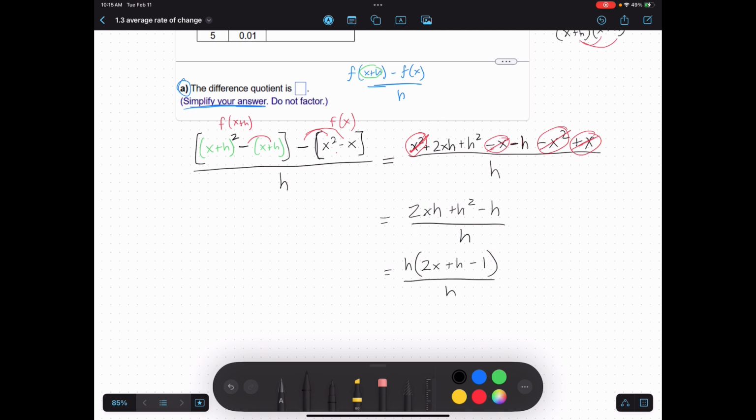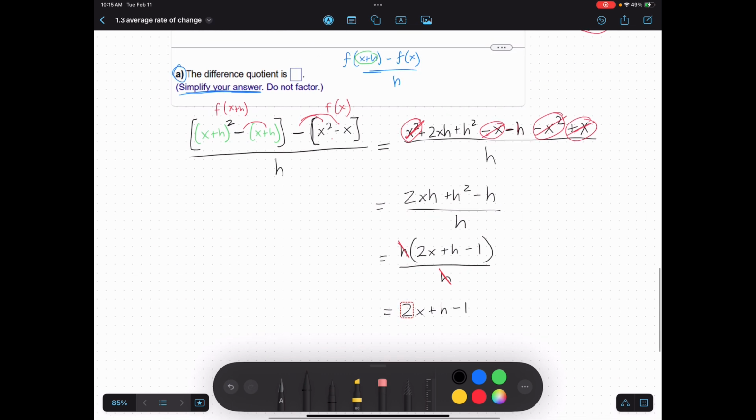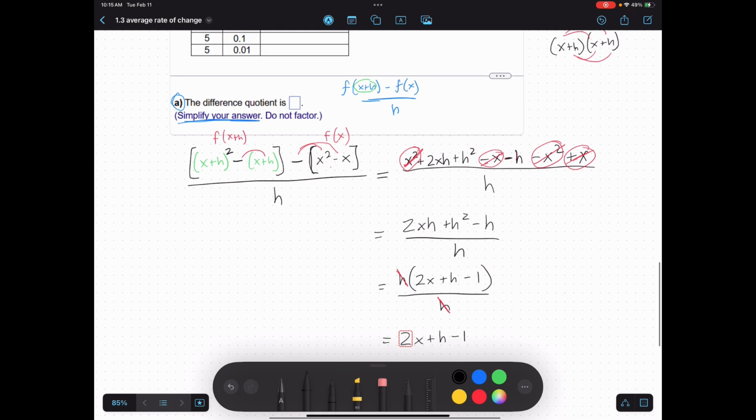Why is it important that I factor out that h? Because now that h cancels out with the h in my denominator. H divided by h will give me just 1. And I'm left with 2x plus h minus 1. So look how nicely that difference quotient simplified for us. Even though it started out looking really ugly, it simplified really nice for us. So now I can come back here and say, okay, here's my difference quotient. My difference quotient is 2x plus h minus 1.